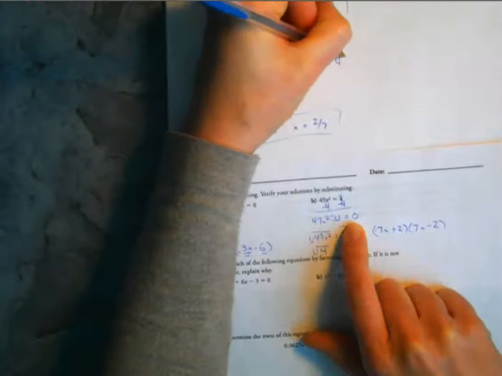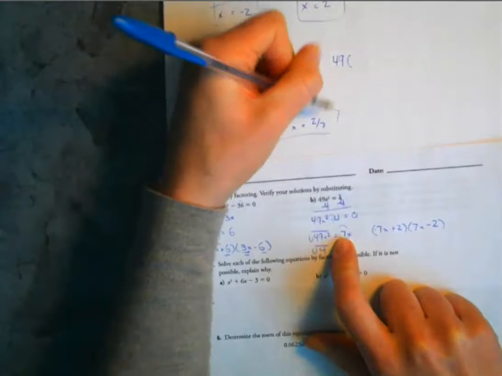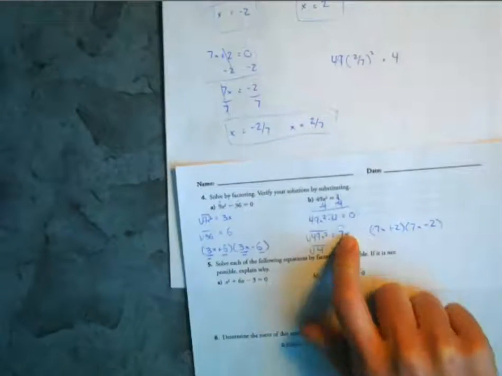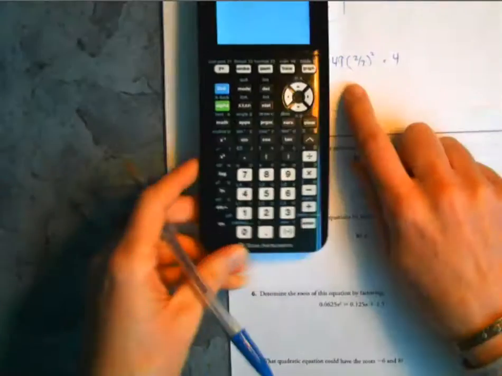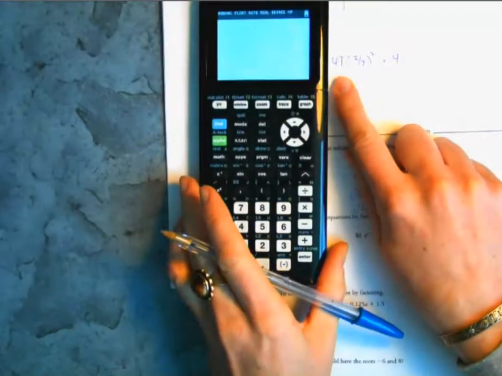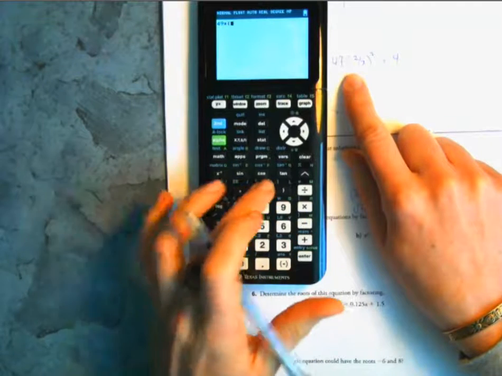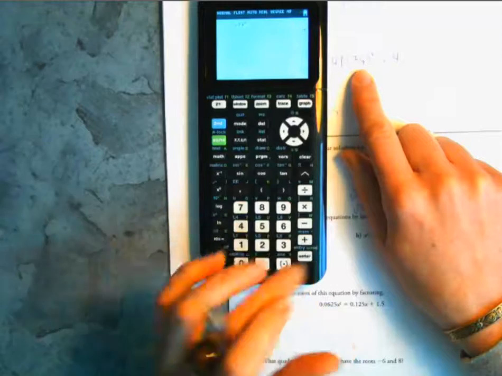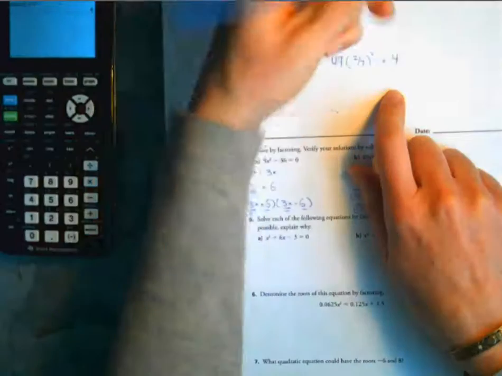So we want to see if 49 times our x value, let's do the positive one, let's say 2/7 squared, is that equal to 4? So if we go into our calculator, we should be able to do, let's see here, 49 times (2 divided by 7) squared gives us 4. So we can verify that 2/7 will work.